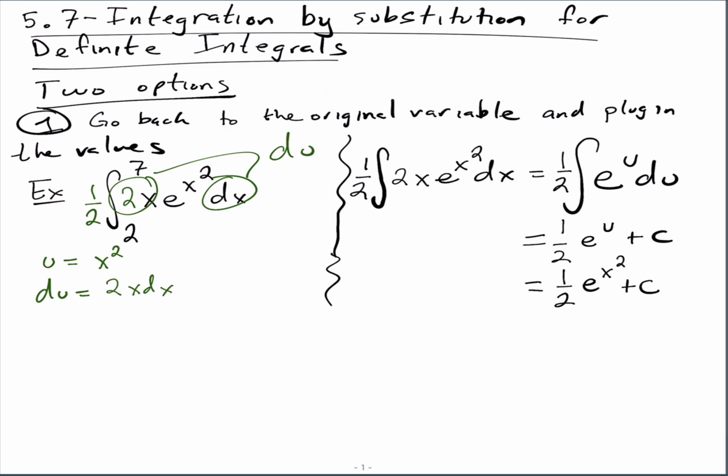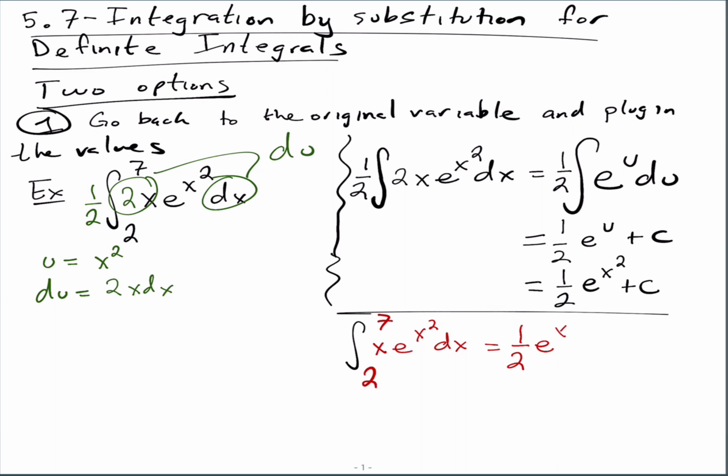All right, so this is at this point no different than what we did last time, right? So then all you have to do is just put in the limits of integration at that point. So then you say, okay, well then the integral from 2 to 7 of x e to the x squared dx is equal to 1/2 e to the x squared, that's my antiderivative, right? Evaluated from 2 to 7. And so then you just plug them in like you normally would.